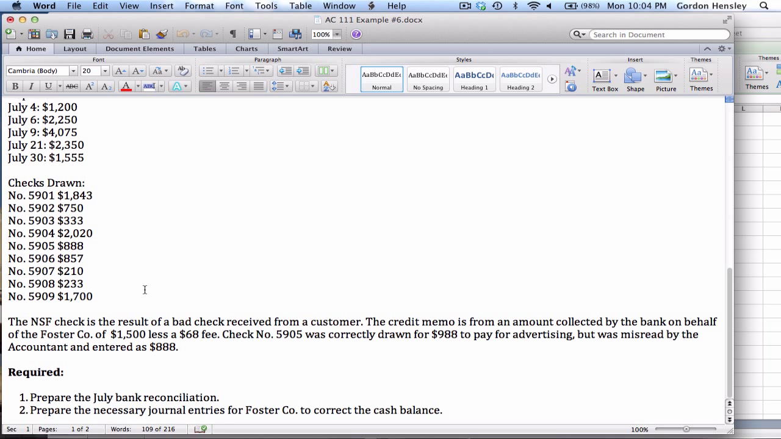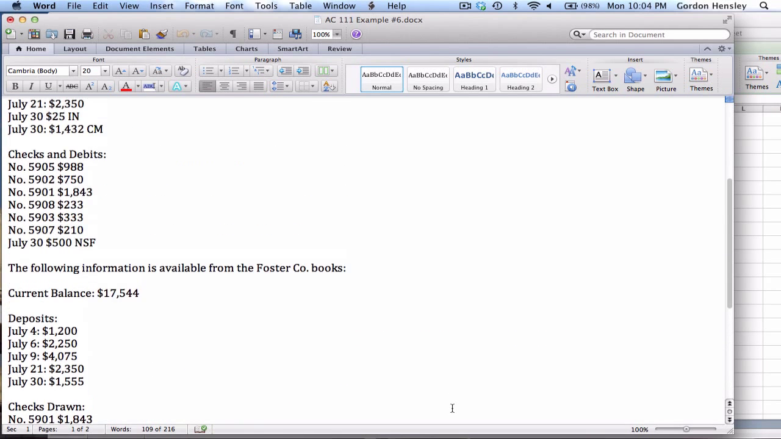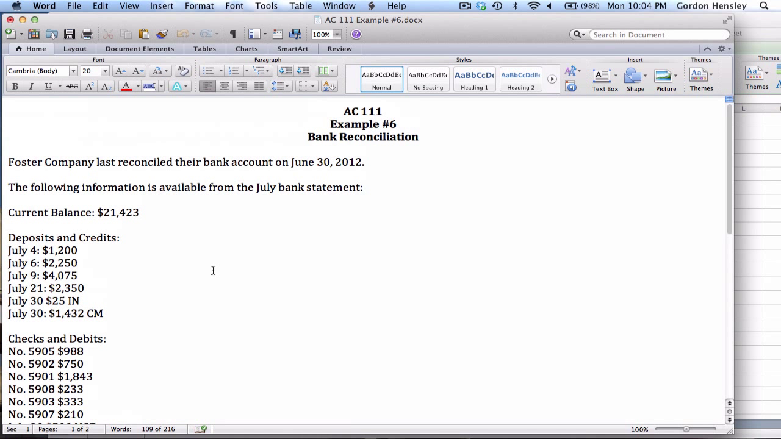So under the requirements, number 1, they want us to prepare the July bank reconciliation. And number 2, they want us to prepare the necessary journal entries in order to correct the cash balance. Now in this case, before we start the bank reconciliation, what we really want to do is look at the information that we have and see what things have been resolved, what things haven't been resolved. So in order to do that, you might want to have a hard copy and check these off as I go along, or I'm going to make notes on the screen.